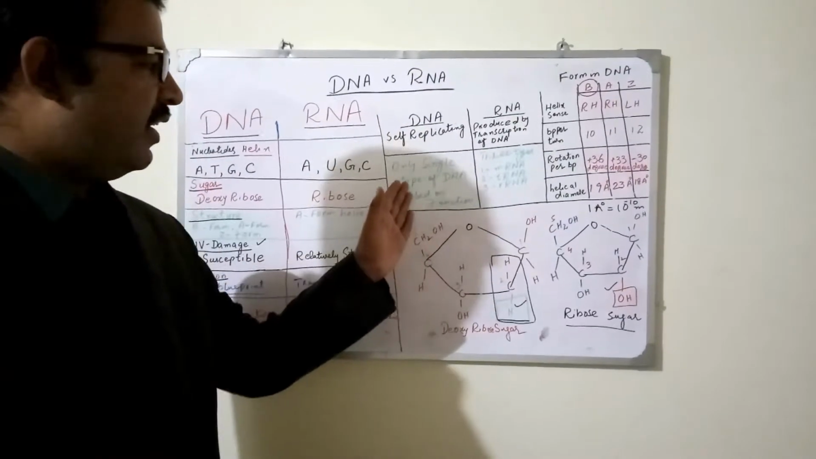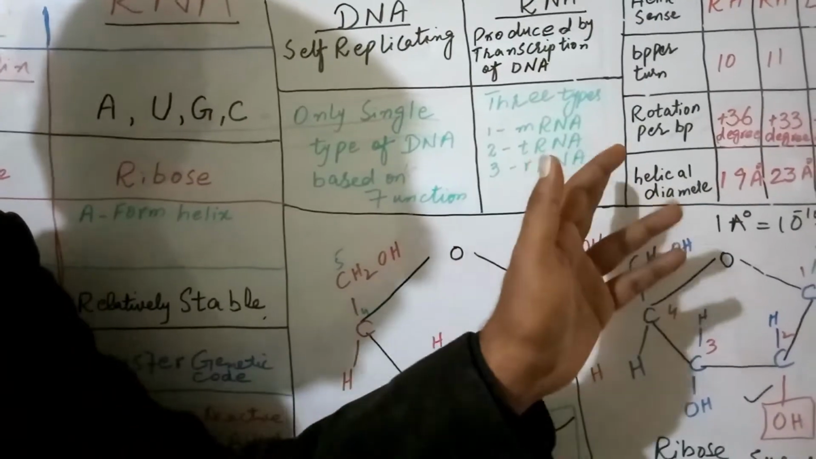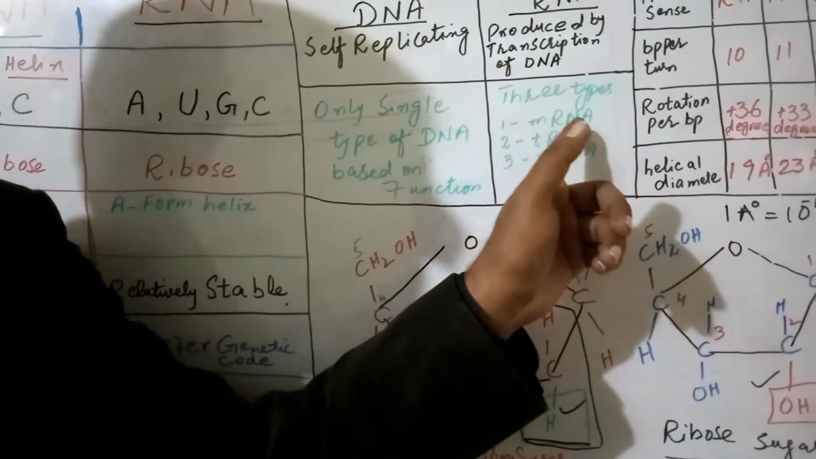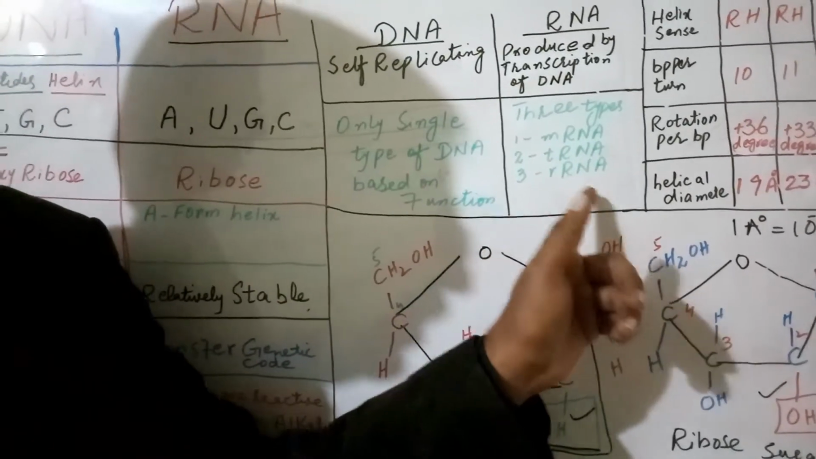DNA has only a single type according to function, while RNA has three types. These are mRNA, tRNA, and rRNA. mRNA is termed as messenger RNA, while tRNA is termed as transfer RNA, while rRNA is termed as ribosomal RNA.